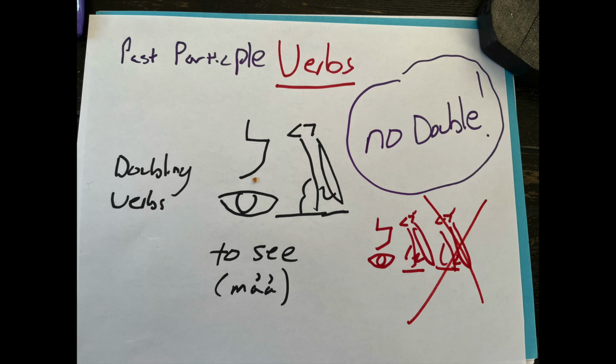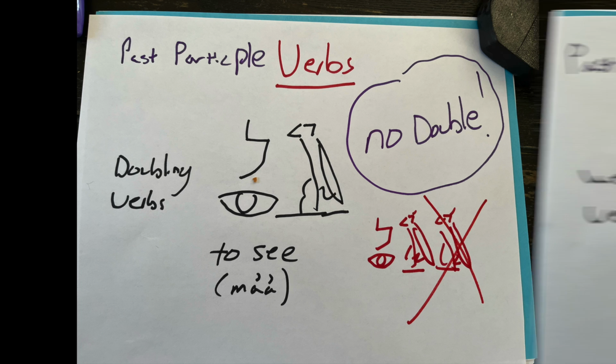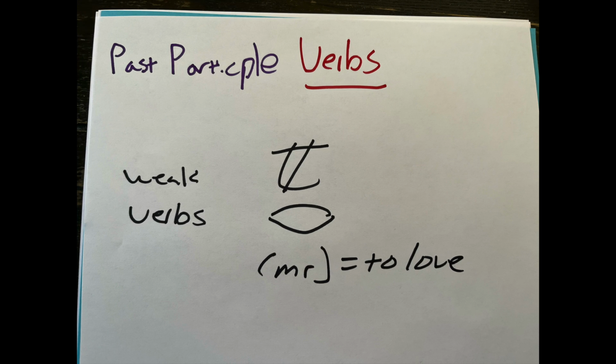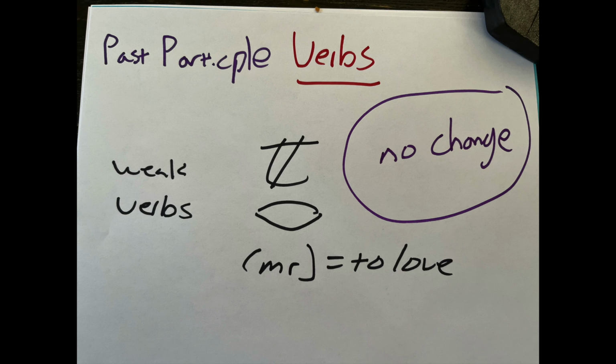So that is a clue that you are in the past participle if you see a doubling verb not doubled. If you see a weak verb, well, this is another one of those tricky ones because there's really no change to weak verbs. It's just mer, to love, mer, to love. Much like in the infinitive, how only weak and extra weak, not every form of verb has a difference.